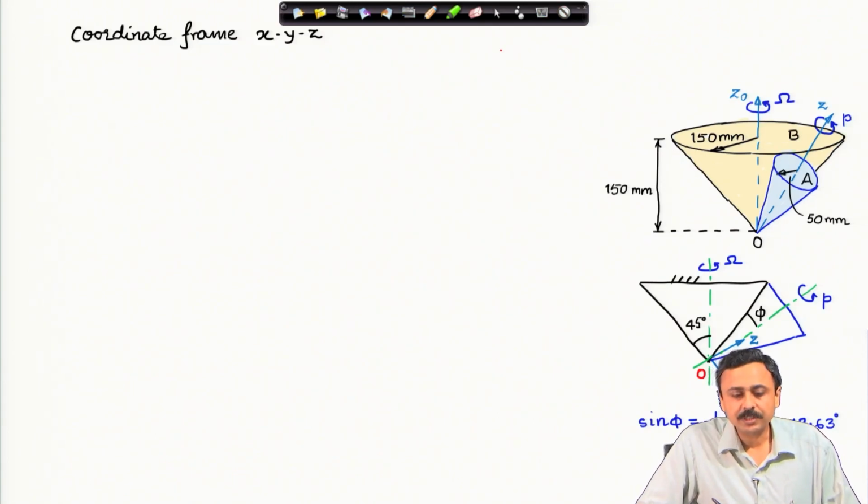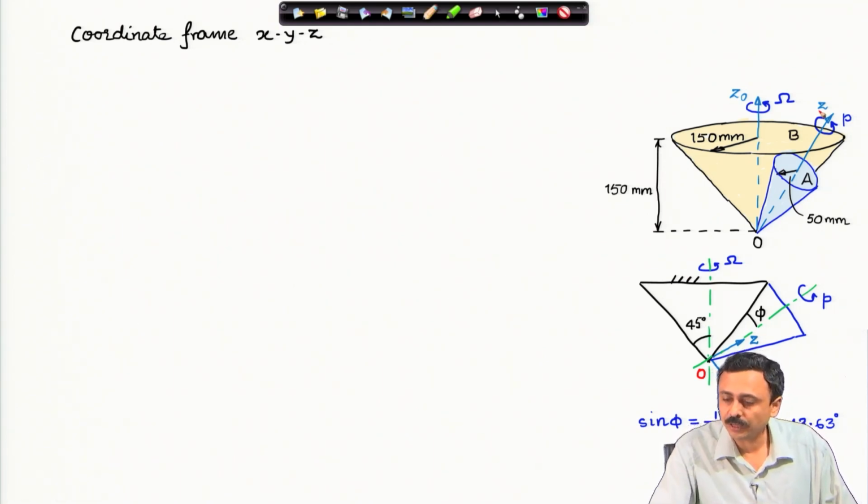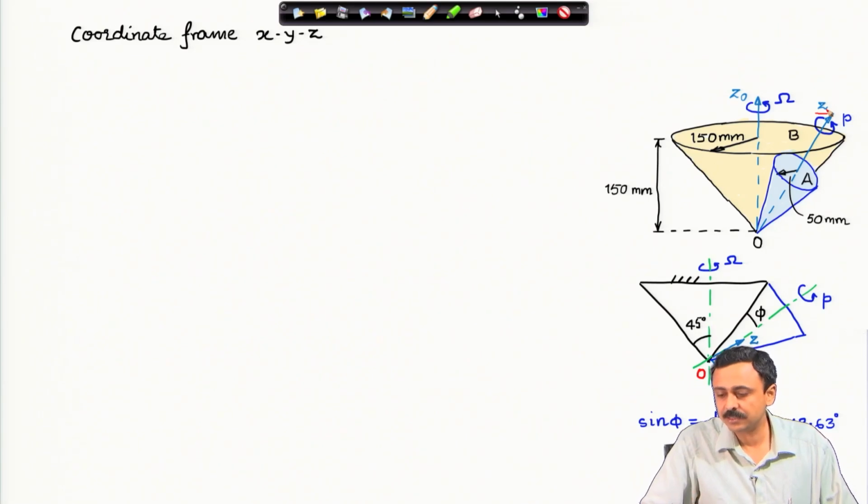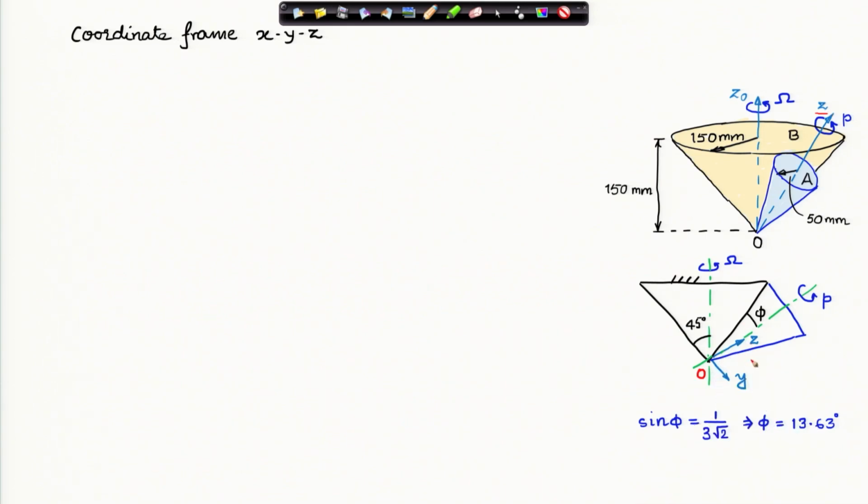Let me fix up a coordinate system x, y, z like this. I take the z axis as the spin axis of cone A. I have marked here the z axis is the axis of spin of cone A, and this is the side view of the same system. This is the z axis, which is the axis of spin, and the y axis is perpendicular to the z axis, but in the plane formed by z and z naught.